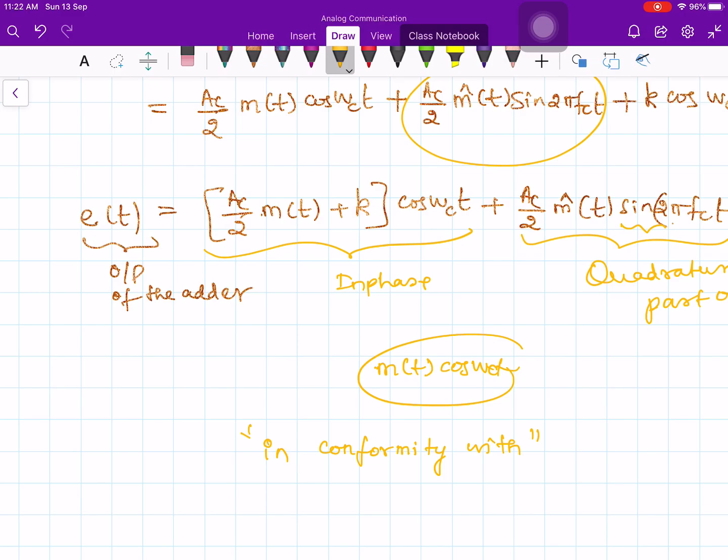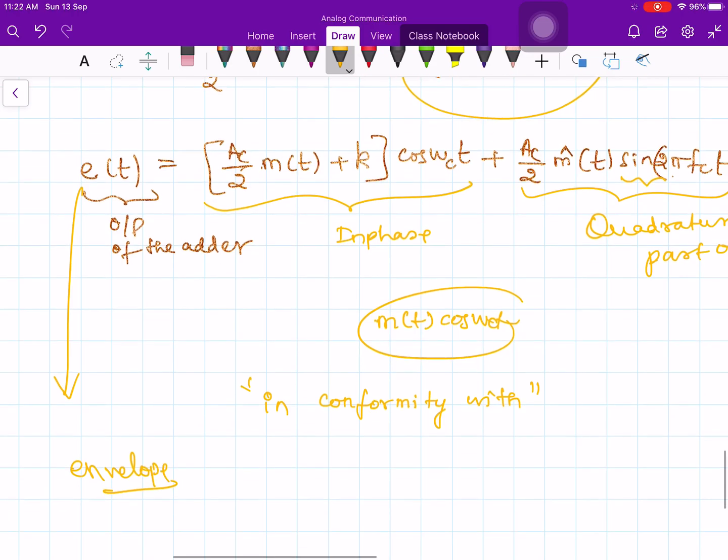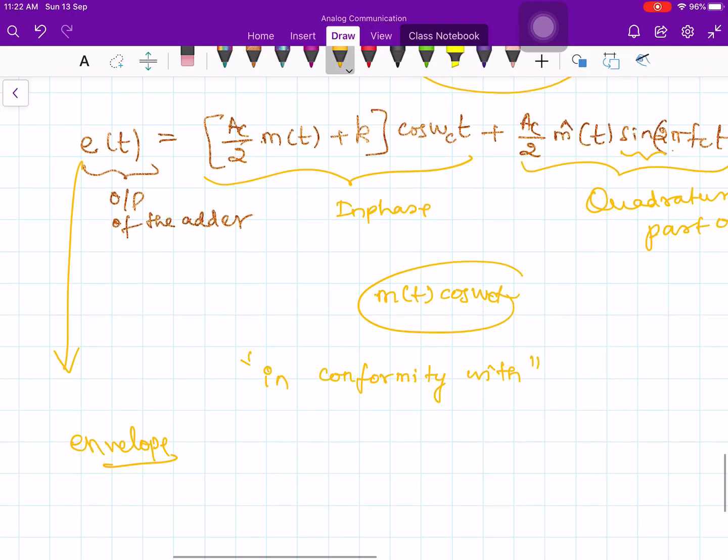Okay, so this is my E of t. From this I can find out the envelope. Okay, if you remember, what is the definition of envelope? It is the trace of the positive peaks of the carrier.